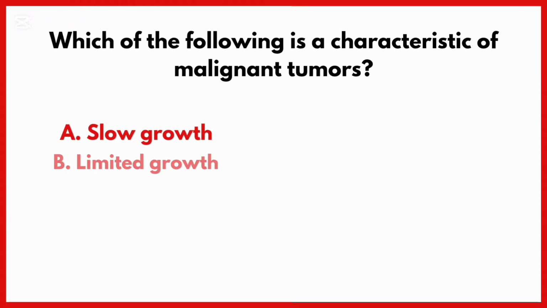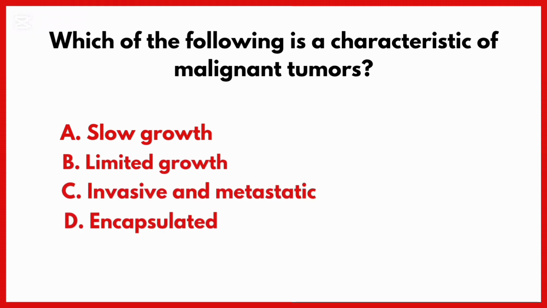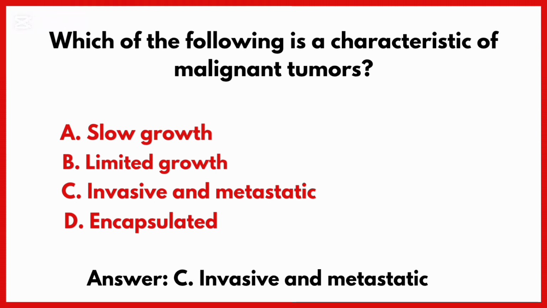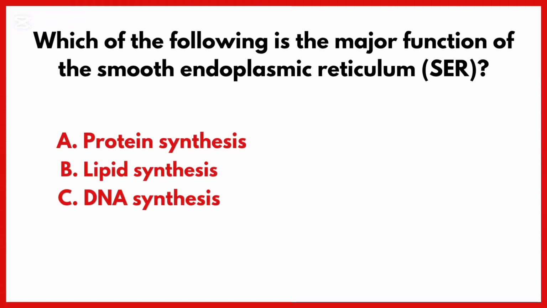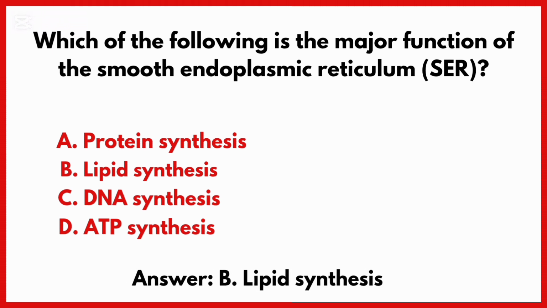Which of the following is a characteristic of malignant tumors? Correct answer is option C, invasive and metastatic. Which of the following is the major function of the smooth endoplasmic reticulum? Correct answer is option B, lipid synthesis.